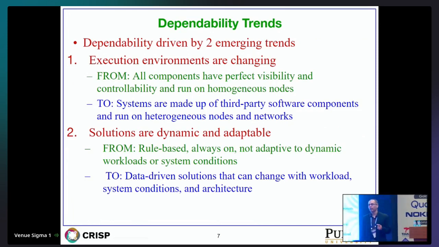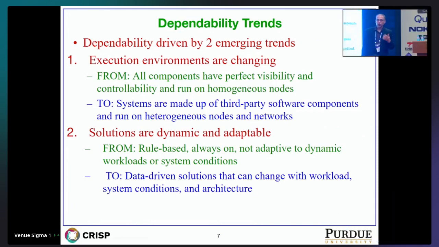So the first trend is that before, the execution environments were all relatively homogeneous. So you were having hardware which looked exactly the same on all the nodes. You had software that was either developed in-house or you as the owner of the system had complete visibility into the software and had complete controllability of the software. You understood the software at a deep level. You could make changes to the software as you wished. So this was days 5 to 8 years back.